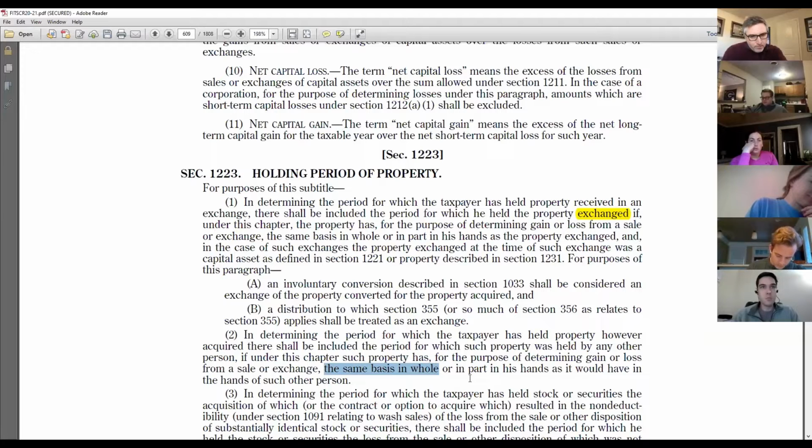Now, it's only meaningful for partnership property that's a capital asset or a 1231 asset. So if partnership gets inventory, technically there's a tacked holding period, but nobody cares because there's no holding period issue for ordinary assets.